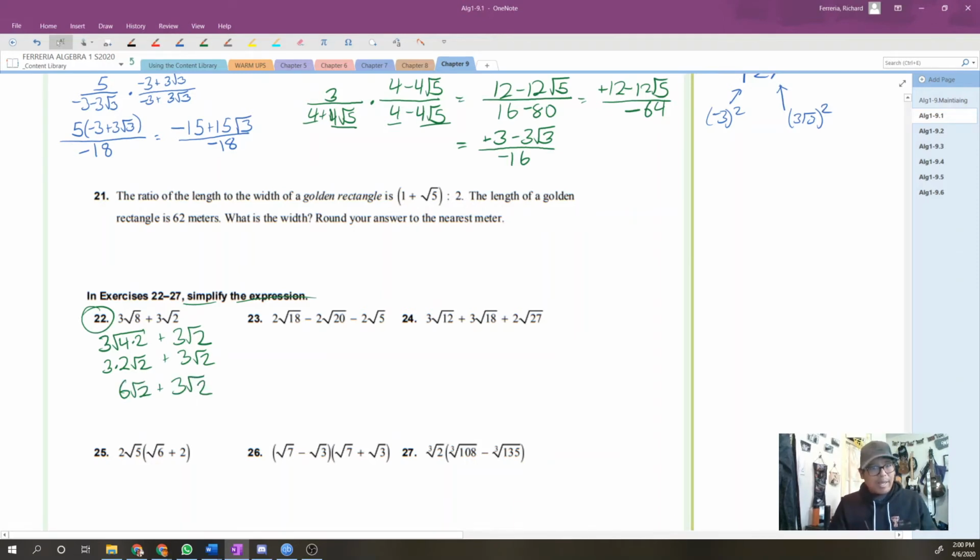And notice that we have like radicals. Square root of 2 is the same thing as square root of 2 here. So I can combine them kind of like they were variables. So I've got 6 rad 2's and I've got 3 rad 2's. Together that means I have 9 rad 2's.